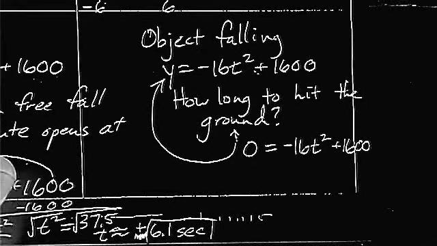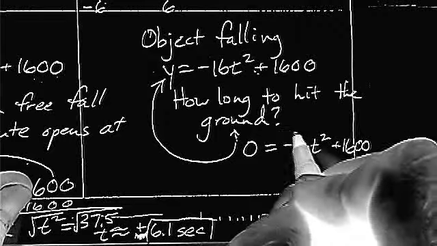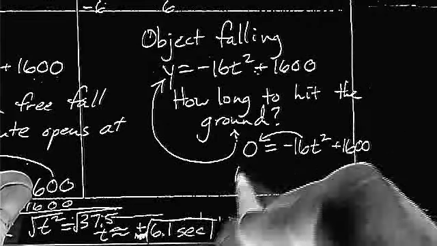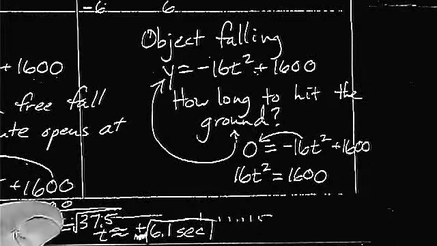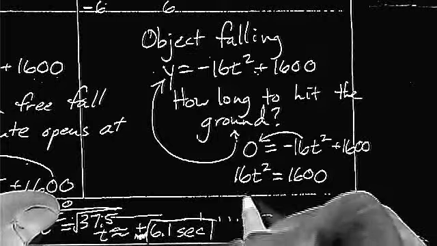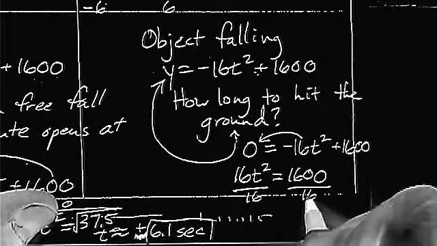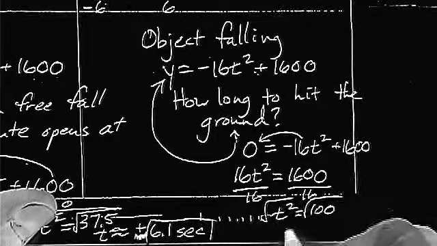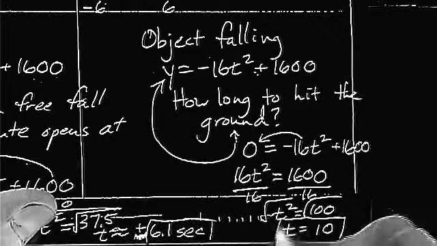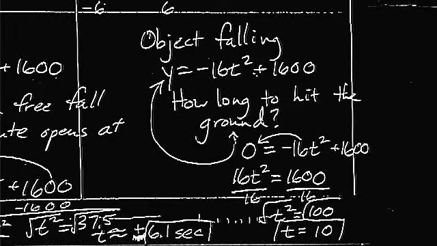Now we need to start solving this. One thing you could do is you could add this term to the other side. 16t squared equals 1,600. Then you don't have to deal with any negatives, but it's totally up to you. So we could divide by 16, divide by 16, that gives me t squared equals 100. And I take the square root, and I find out that it takes 10 seconds for that object to hit the ground. So if you've got a question that's dealing with time and an object hitting the ground, make sure you use 0 for the value of the ground level.